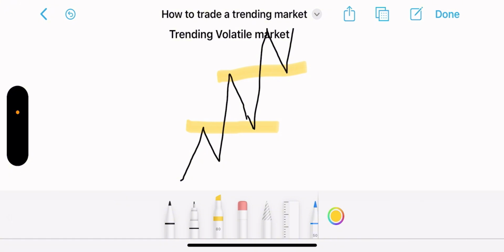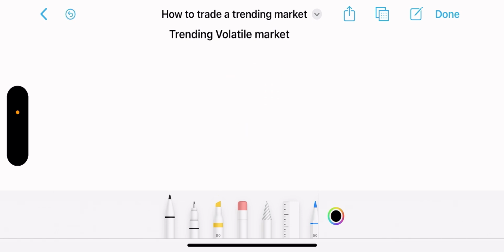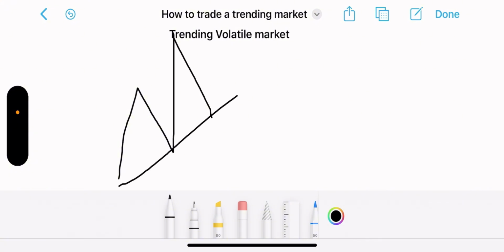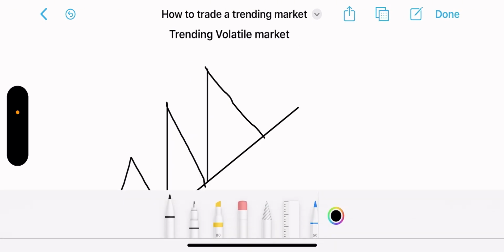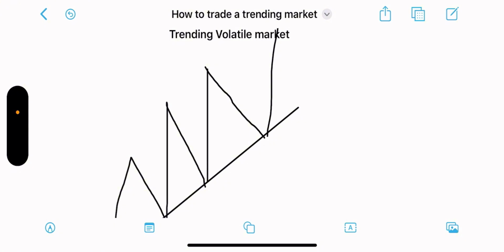Now there is another way as well you can trade it, using trend lines, right? So let's say you have something like this, right? We can draw our trend line. So it moves back to the trend line. What can you do? You can buy. Over here we can place a buy, right? Put our stop loss here, and we can place buys here, so it will move all the way to the top. You understand? So that's one way of entering the trending volatile market, right?